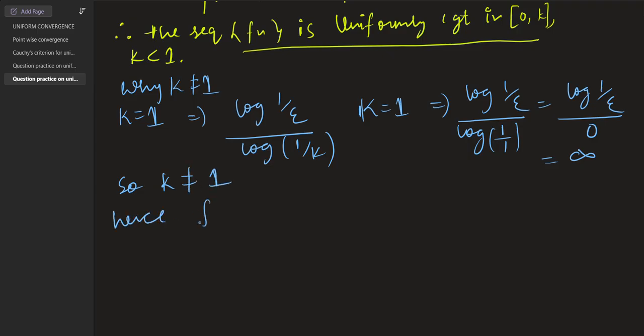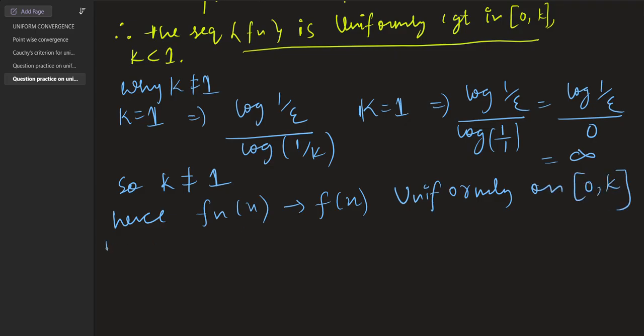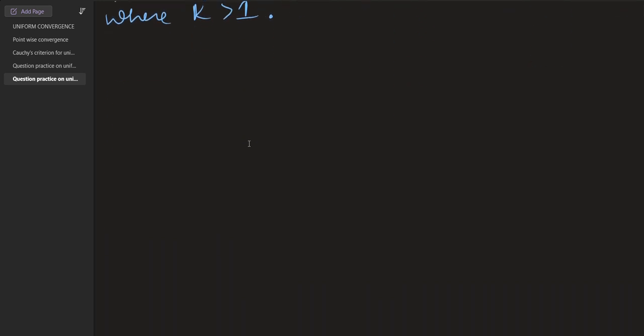Hence fn(x) converges to f(x) uniformly on [0, k] where k is less than 1. Fine. Now moving on to the next question. Question number 3. They ask: show that the sequence fn where fn(x) equals 1 by (x plus n) is uniformly convergent in any interval [0, b] where b is greater than 0.